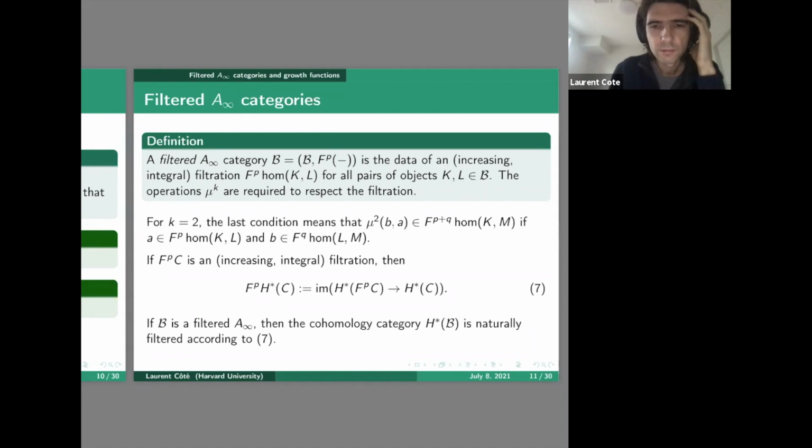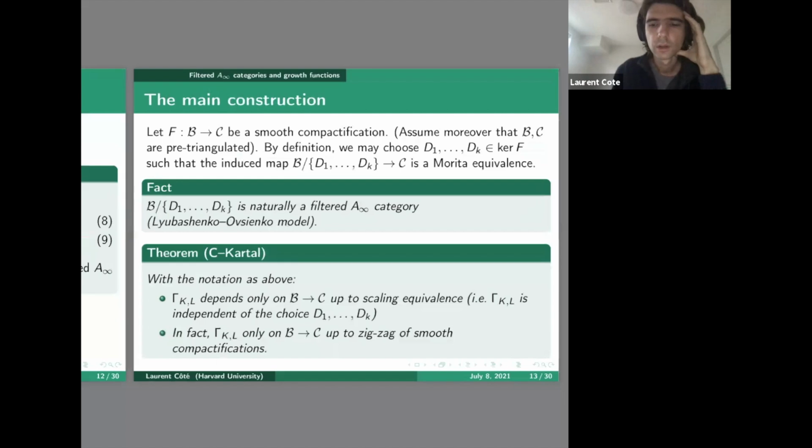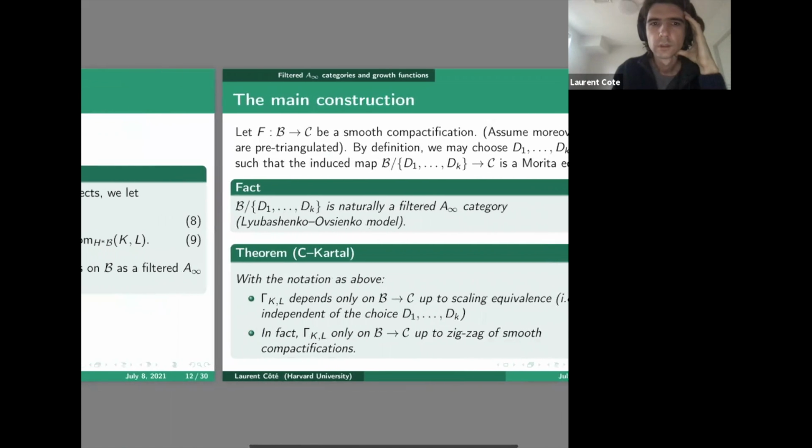If you have a filtered chain complex, you can automatically filter the cohomology of this chain complex according to the prescription in equation 7. This is the standard thing to do. And you can check that if you have a filtered infinity category, then the cohomology category is immediately filtered, simply by essentially equation 7.